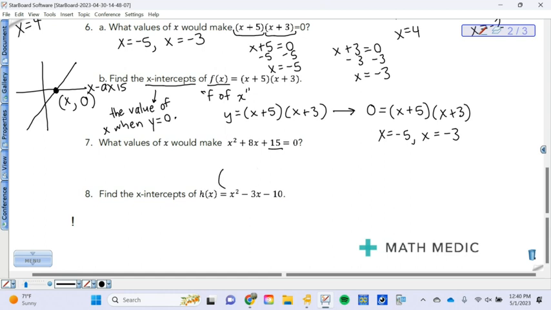What are my factors of 15? 3 times 5 and 1 times 15, right? Which one of those pairs is going to get me to 8?